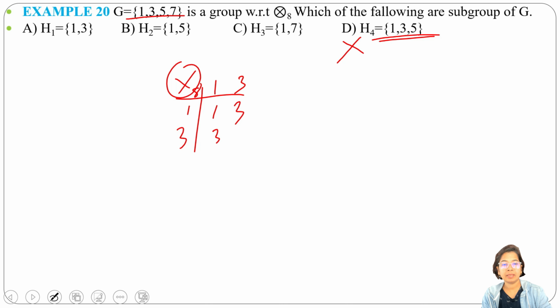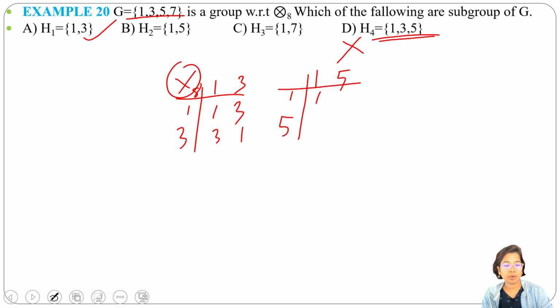3 into 3, 9, 9 divided by 8, remainder is 1. It is closure, it is also associative, it has the identity, identity is 1. It also has the inverse. For 1, inverse is 1. For 3, inverse is 3.